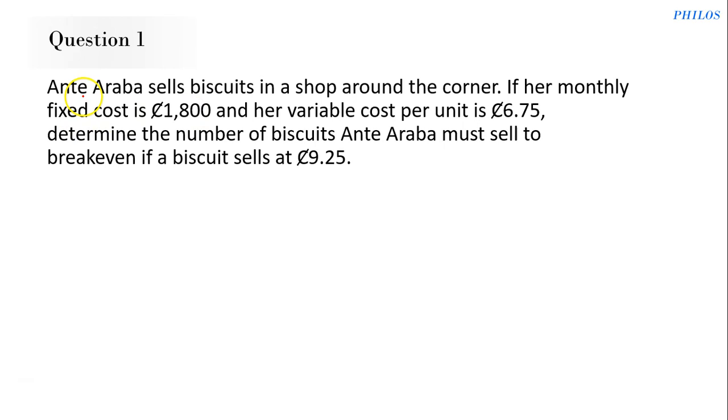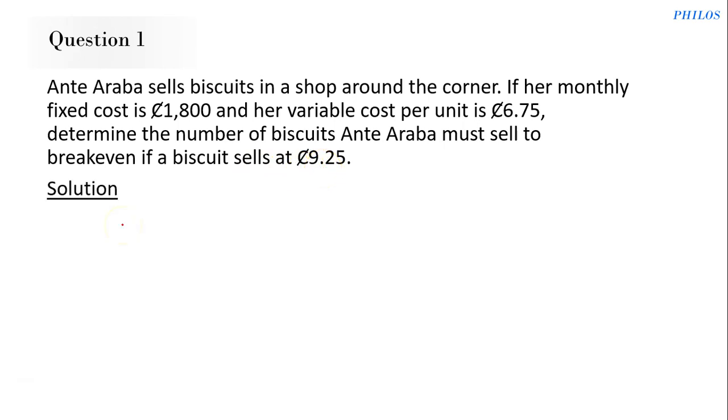Question 1. Antiaraba sells biscuits in a shop around the corner. If a monthly fees cost is 1,800 cedis and a variable cost per unit is 6 cedis 75 pesos, determine the number of biscuits Antiaraba must sell to break even if a biscuit sells at 9 cedis 25 pesos.